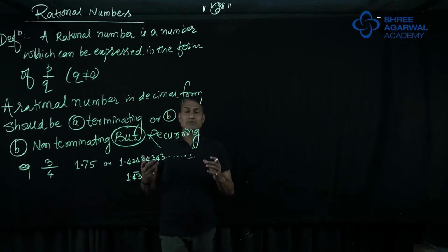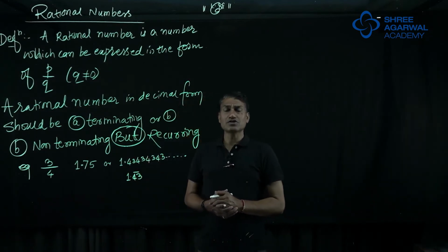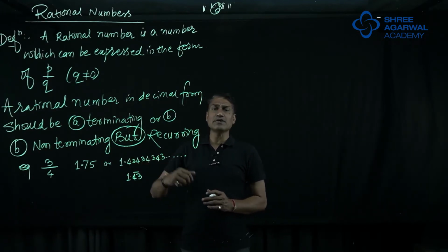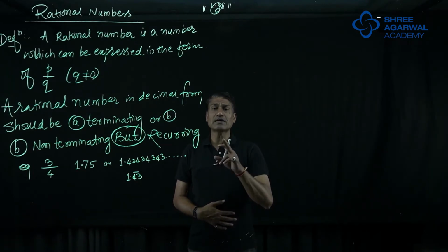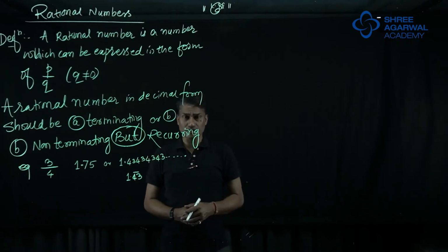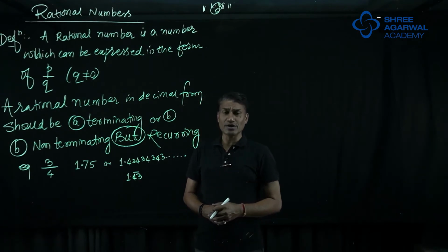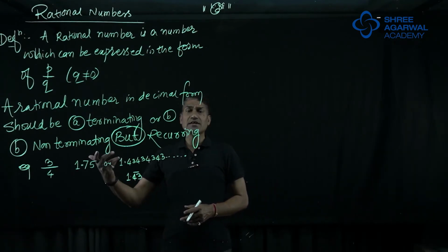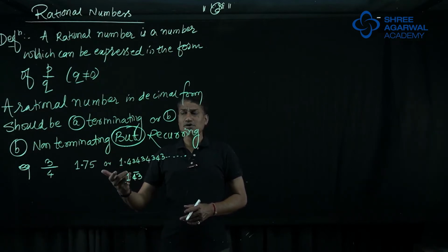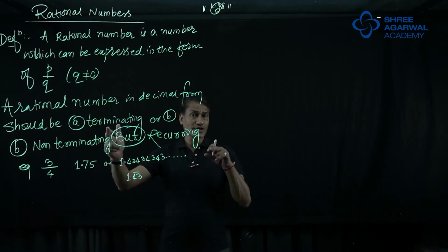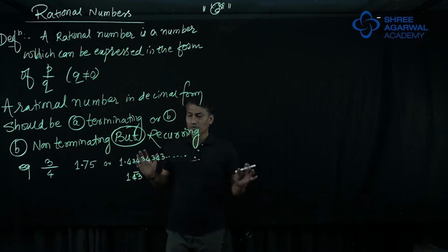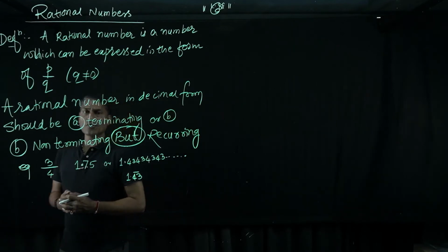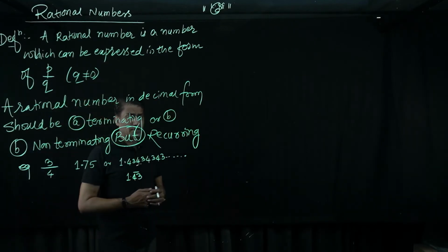So I hope you are understanding the concept of rational numbers. Rational numbers are those numbers which are written in the form of P upon Q. Denominator should not be 0, because if the denominator becomes 0, it becomes a meaningless term. There is no definition to it, it is not defined. But in the decimal form, a rational number should be either terminating, or if it is not terminating, it has to be recurring. So this explains the definition of the meaning of a rational number.